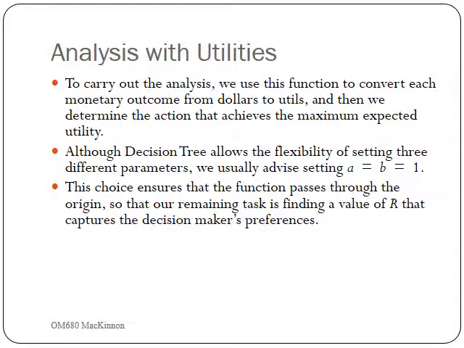So we'll do this in decision tree. The decision tree software will use the function to convert the monetary outcomes from dollars to utils, incorporating the risk of an unpleasant outcome. As I said, we usually set A and B to 1, and what that allows us to do, in practical terms, is make the function pass through the origin. So then really all we have to do is find the value of R.